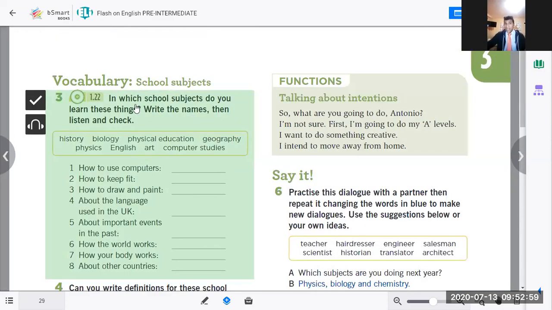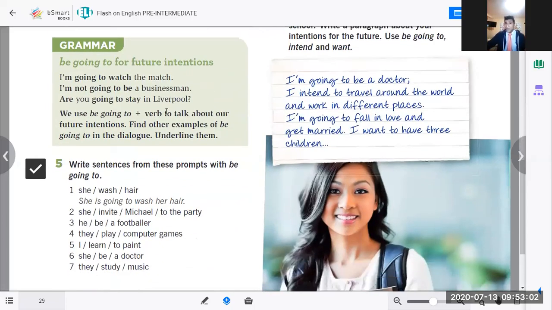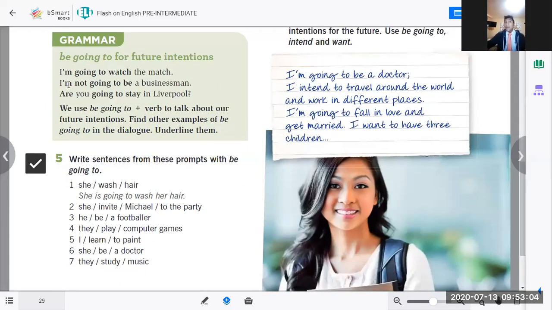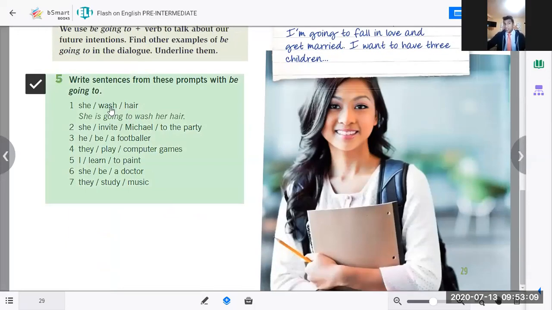we have finished activity number 3, activity number 4. Here we have the grammar box about going to, affirmative, negative, and question, okay? In number 5, we have 7 sentences, but these 7 sentences are incomplete. They are missing the verb to be and going to, okay? Now, you can complete here, but let's practice orally, okay?